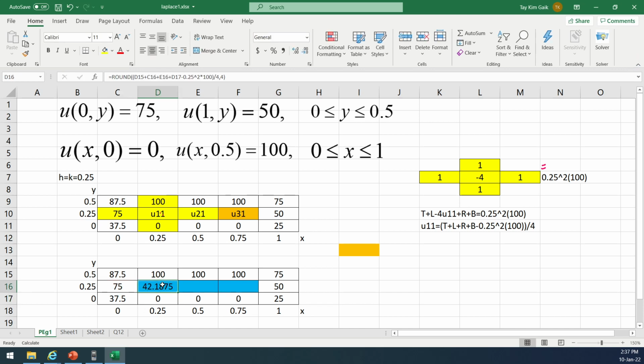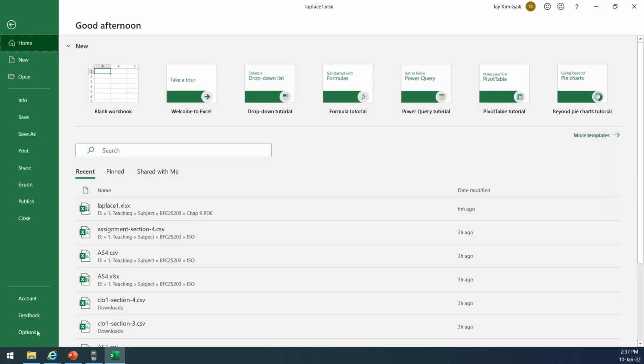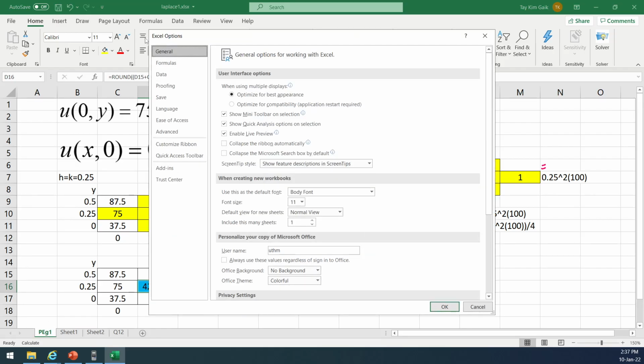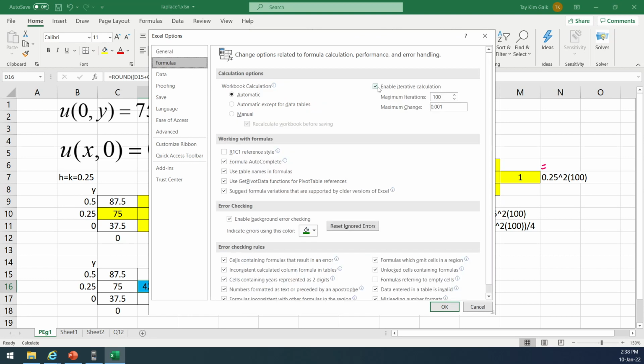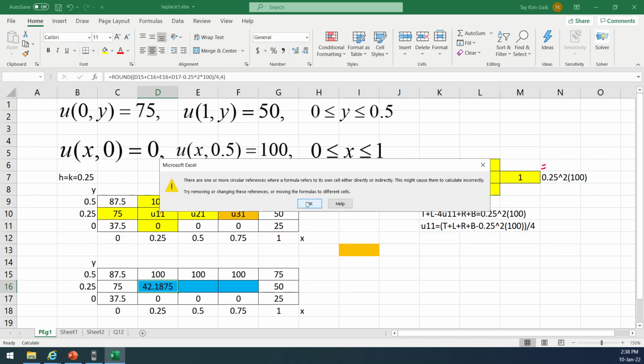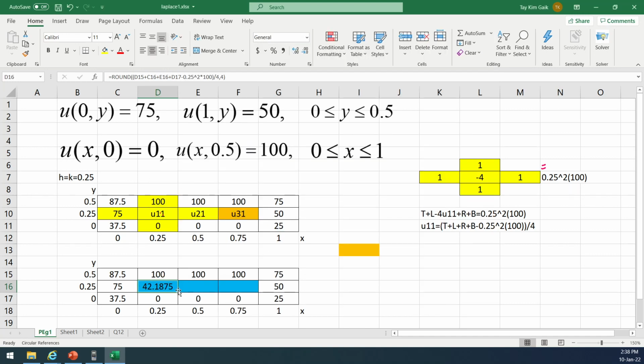After that, you can go to options, formulas, and make sure iterative calculation is enabled. If it's not enabled, then it will give you an error when you copy it.